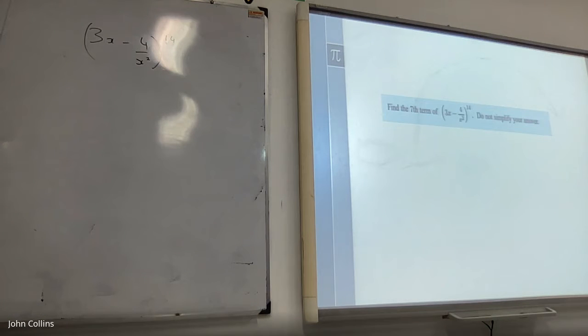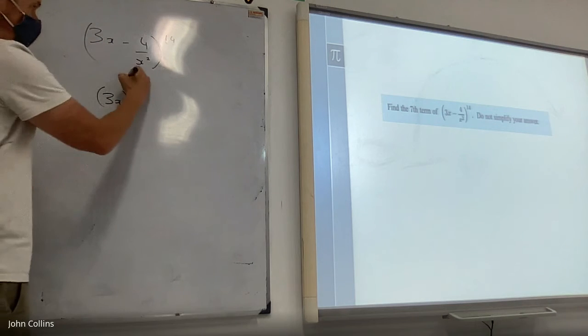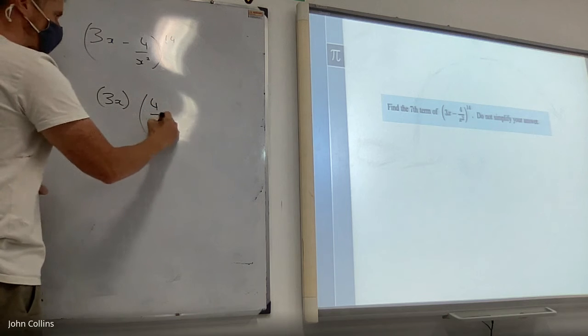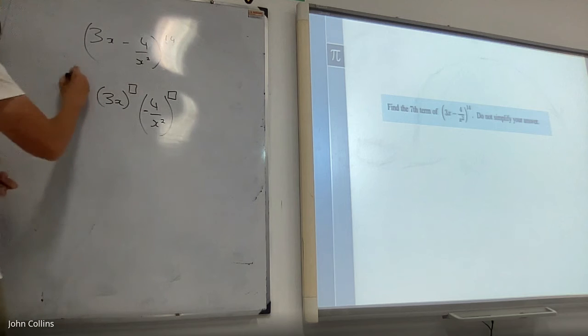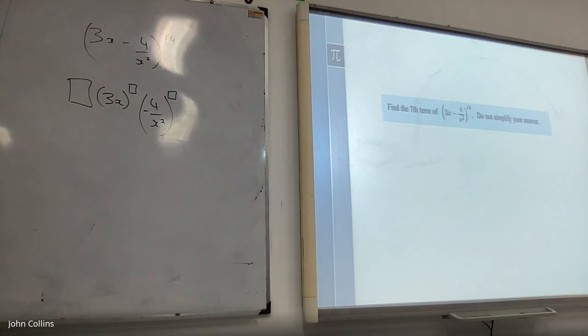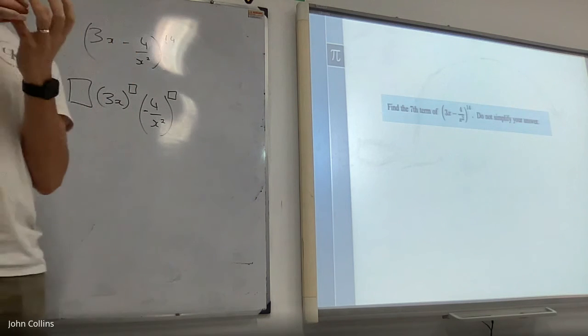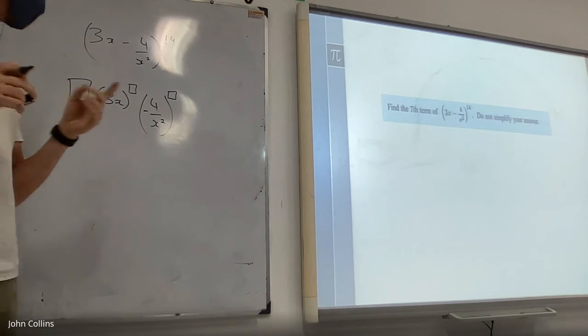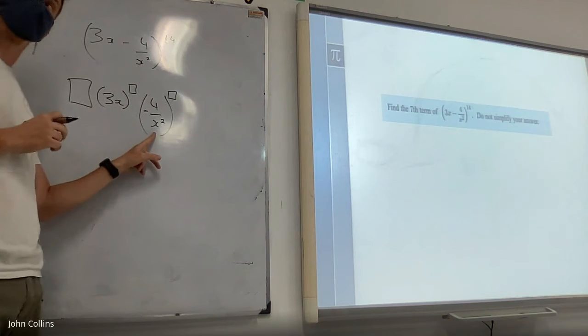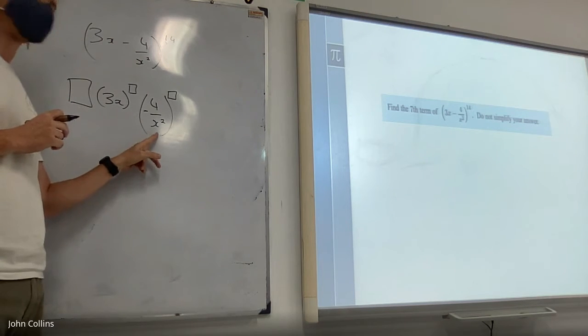But what do we think this term is going to be multiplied by? Because it's going to be 3x to the power of something, and it's going to be minus 4 over x squared to the power of something. These two, we need some coefficient here on the 7th term. What do you think this one's going to be? Well, we know the first term is going to be 3x to the power of 14, don't we? And we know that the first term of this is going to be to the power of 0. So what do we think this one's going to be?